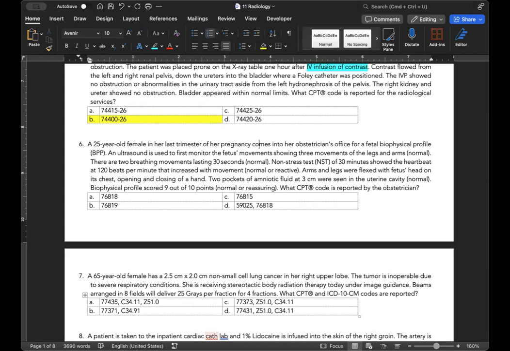So for this one, they're all right there together, but we have 2 that are 76818. So let's go look at our 76818.